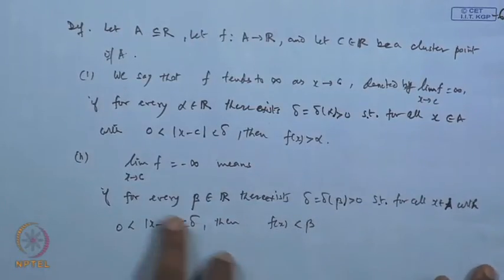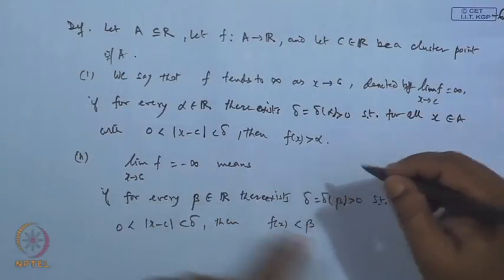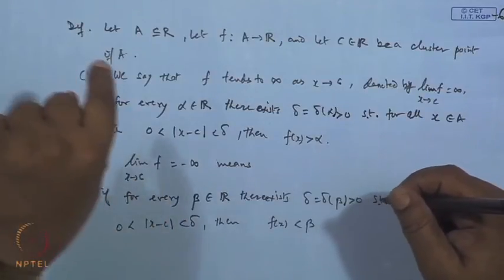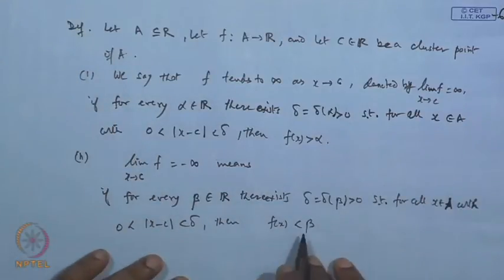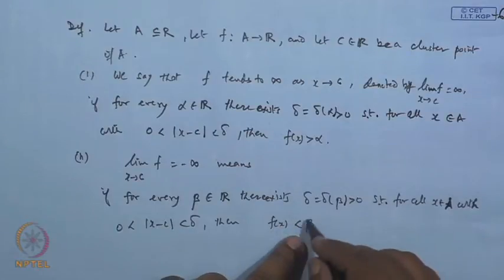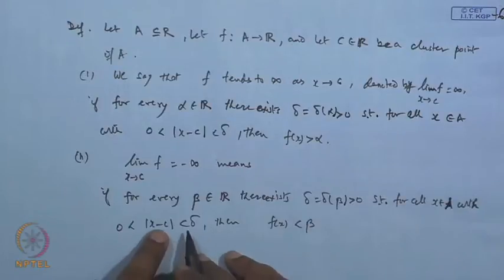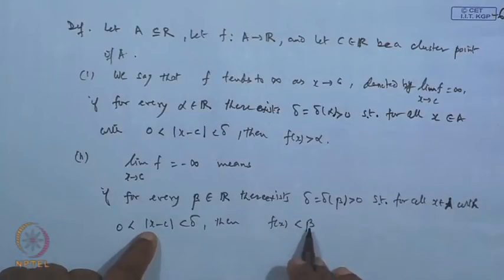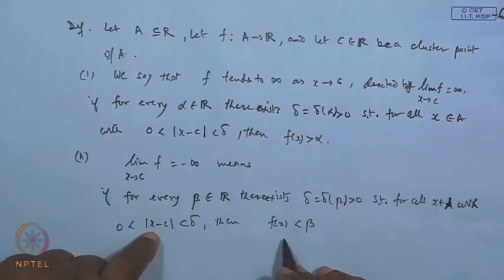So, when we say the limit is minus infinity, it means when x is approaching c either from the left hand side or from the right hand side, the function f x is approaching minus infinity, that is, it is unbounded towards the negative side. That is equivalent to saying that whatever number beta you pick up, there will be a delta neighborhood around c such that the value of the function will be lower than that number beta, and this shows the function f x will go to minus infinity when x is sufficiently close to c.